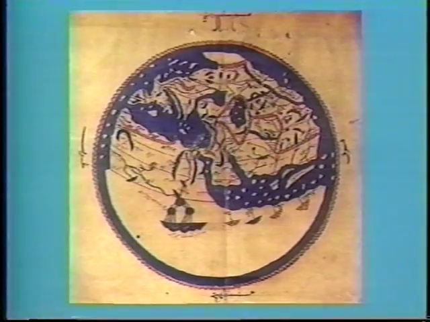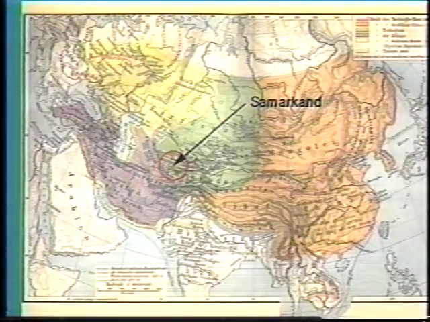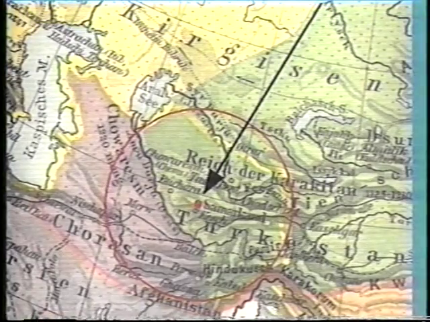In this 12th century world map, south is placed at the top. Turned around 180 degrees, it shows the Arabian Peninsula in the center and Central Asia to the right. Here lies the empire of Tamerlane and his grandson, Ulugh Beg, who made Samarkand his capital.